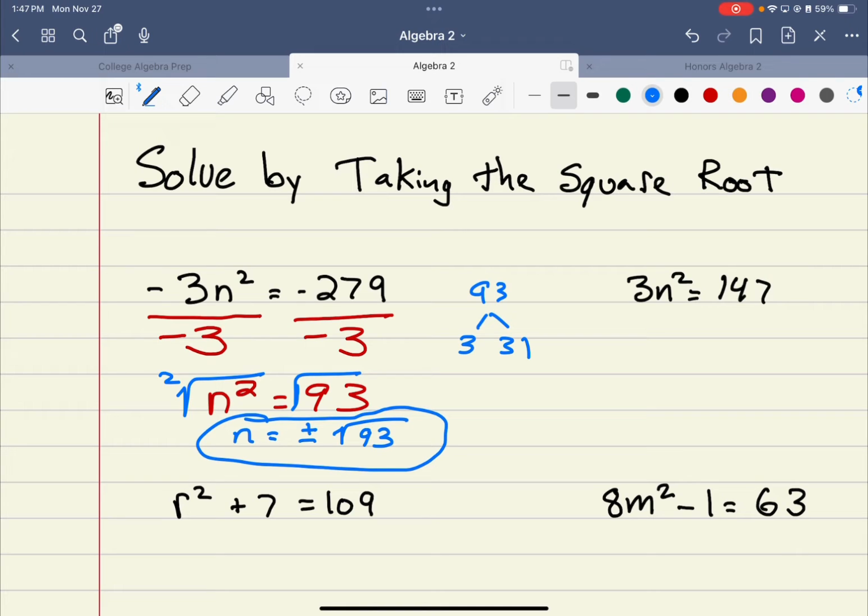Second one. Pretty much like the first one, we've got 3n squared equals 147. Okay, we're going to isolate. Divide both sides by, what am I going to do? Divide by 3. 3n squared divided by 3. 3 divided by 3 is 1, so that's n squared equals 49.